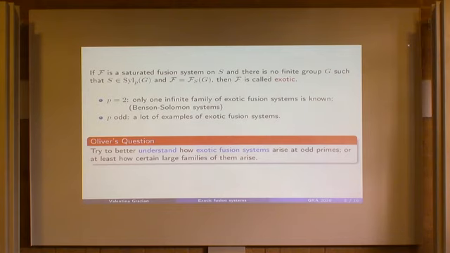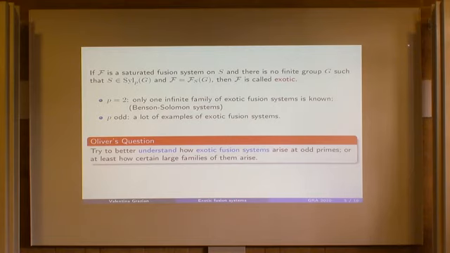This led Oliver to pose questions that lead to a research direction: try to understand exotic fusion systems at odd primes, try to understand why they arise, how they arise, and if not all of them, at least a large class of them. The results I'll talk about today are part of a project that aims at answering, at least partially, this question, to try to understand exotic fusion systems when the prime P is odd.